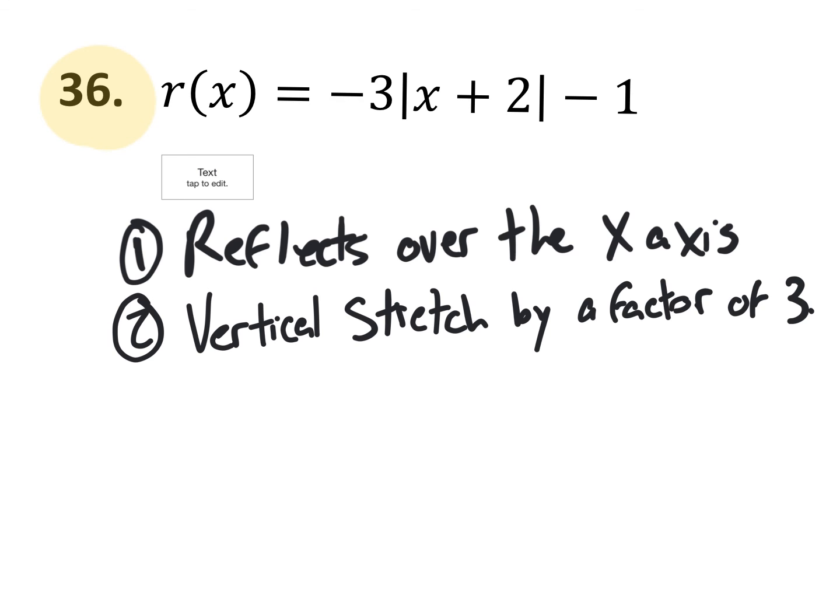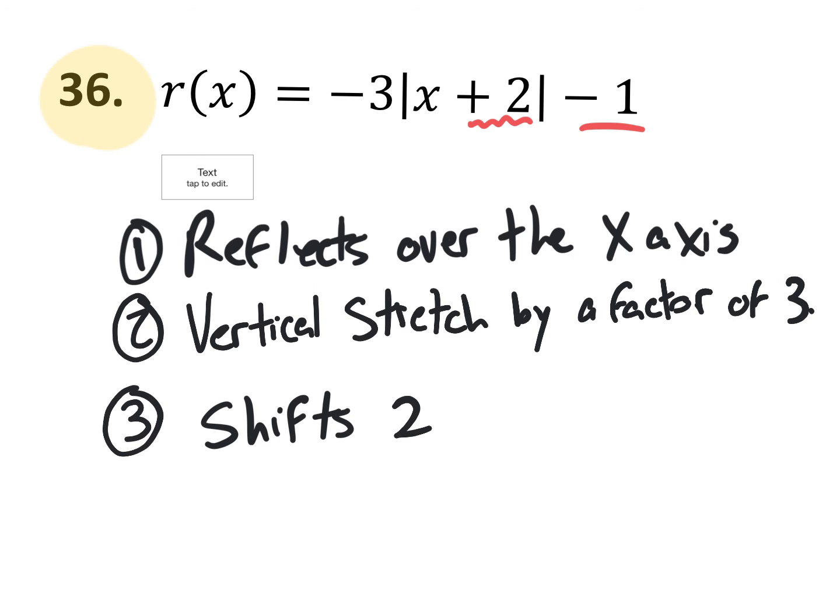And last but not least, we see the h and the k, which tell us our third transformation. You could also call it the final translation, which is a shift. And we would say it shifts 2 units to the what?